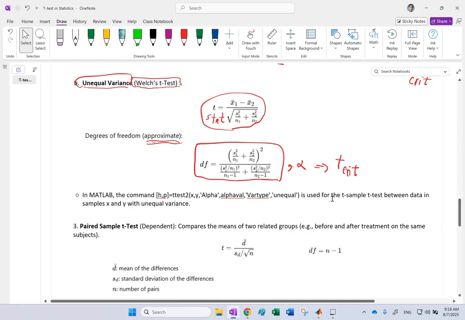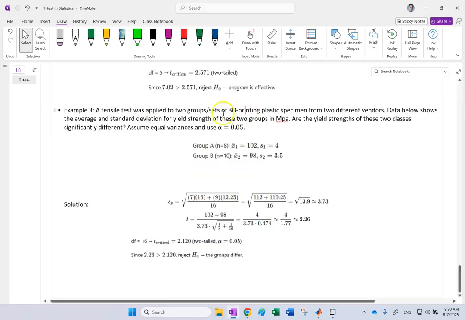Okay, so this is what we have here. Now let's look at an example. Let's say I have done a tensile test on two sets of specimens from 3D printing plastics, and I bought these plastics from two different vendors. Here you can see the average and the standard deviation for the yield strength of these two groups in megapascal, and I want to know if the yield strength of these two plastics from these two different vendors are significantly different or not.